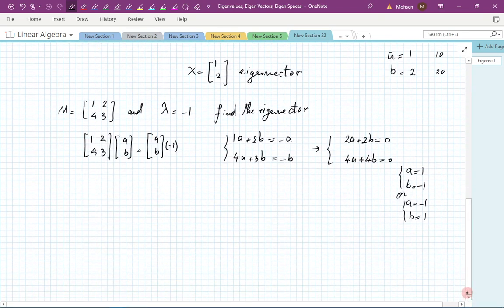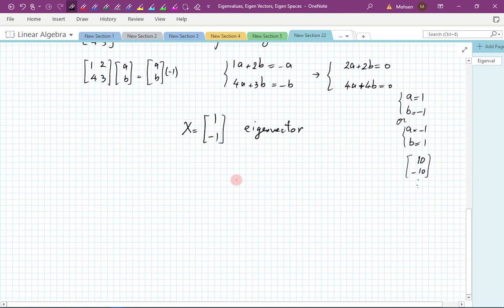So here I have x. Which one of these things do you want to pick? Say 1, -1 is an eigenvector, or -1, 1, or 10, -10. Any pair of opposite numbers would do, other than 0, 0. Okay, once we are here, let's go and draw the picture.